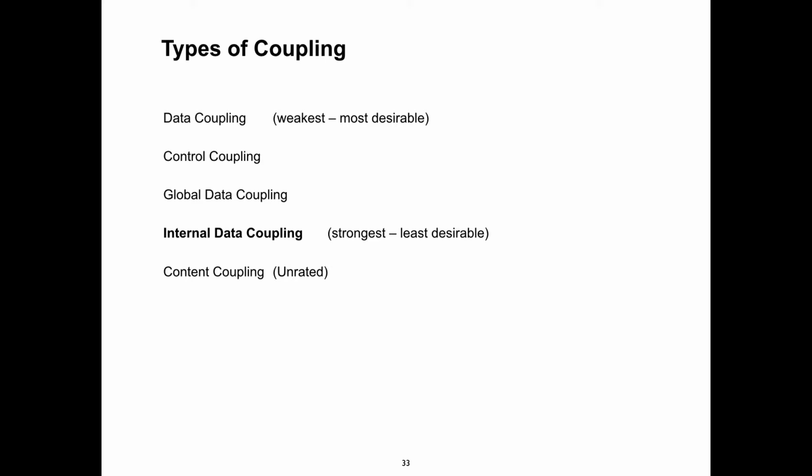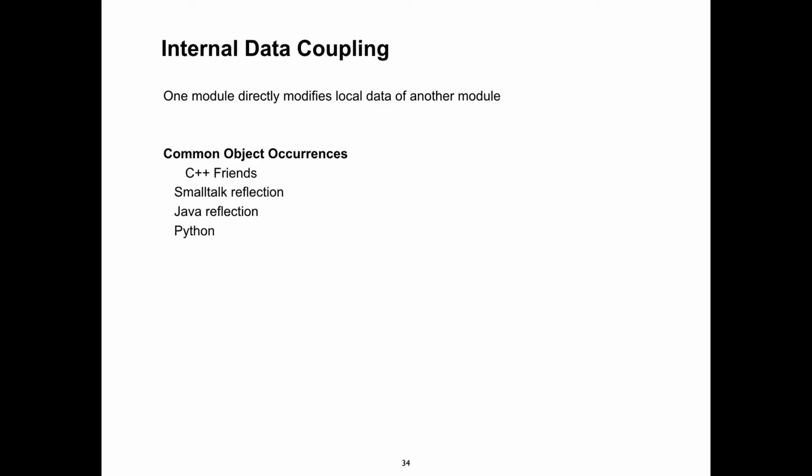Internal data coupling. Originally it was just people like to dump on C++, and they say, oh, friends. In C++, you get what's called friends. And what do friends do? If class A is a friend of class B, that meant that class A could interact with the hidden parts of class B.